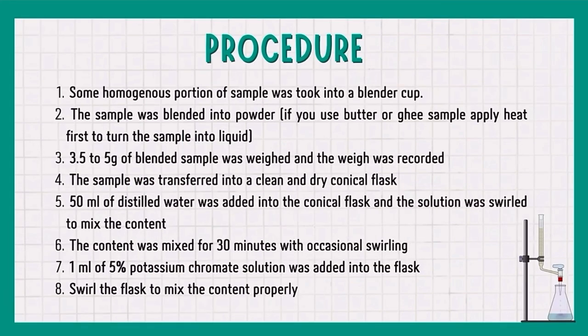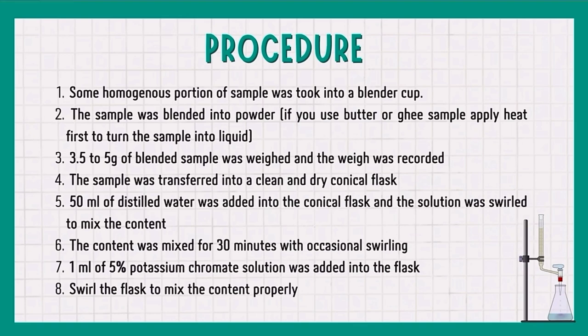Next, there are some procedures to do this experiment. First of all, some homogeneous portion of sample was taken into a blender cup. The sample was blended into powder. If we use butter or ghee sample, apply heat first to turn the sample into liquid. 3.5 to 5 grams of blended sample was weighed and the weight was recorded.